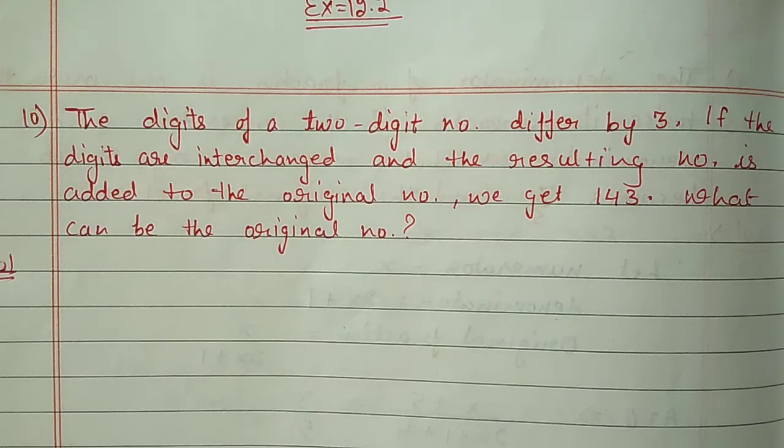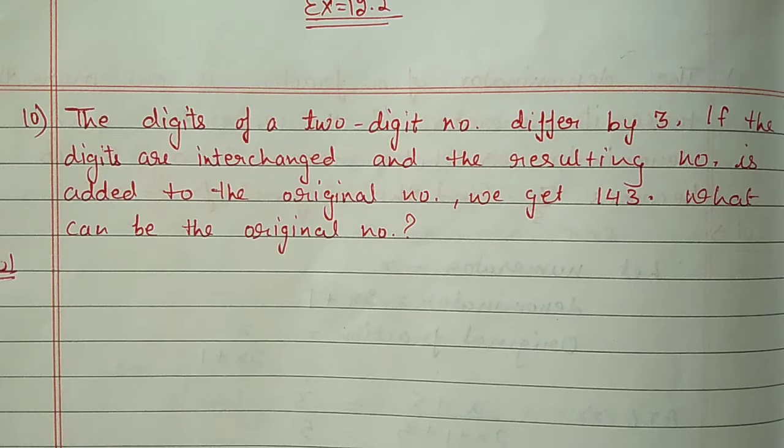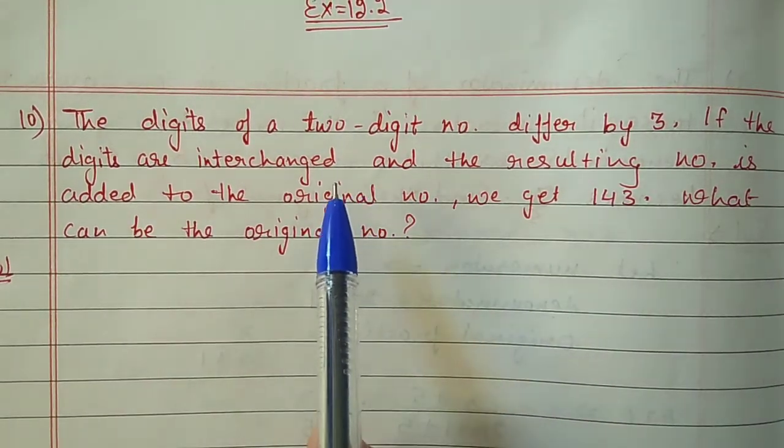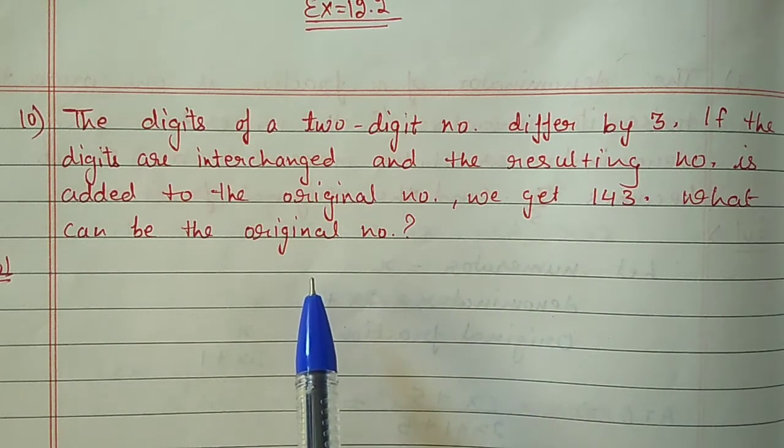The digits of a two-digit number differ by 3. If the digits are interchanged and the resulting number is added to the original number, we get 143. What can be the original number? So here it is given that we have a two-digit number. Two-digit number means two places will be there. One digit will be at unit place and one digit will be at tens place.